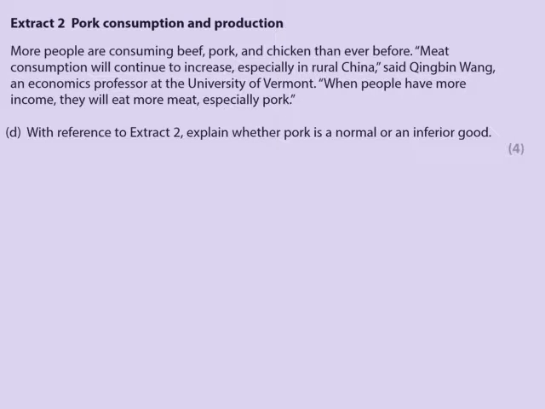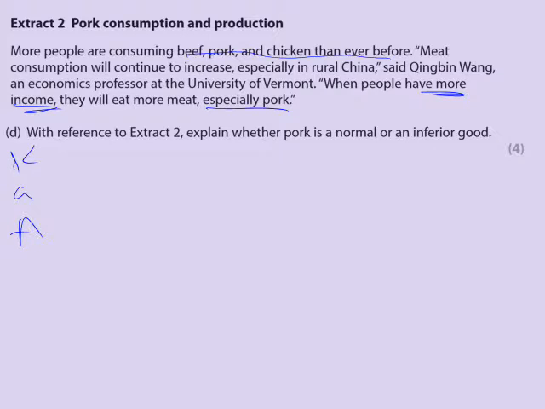This question was based on the case study, so I've got the relevant part of the case study which says more people are consuming beef, pork and chicken than ever before. Meat consumption will continue to increase, especially in rural China. When people have more income, they will eat more meat, especially pork. So it says, with reference to extract 2, explain whether pork is a normal or an inferior good, 4 marks.